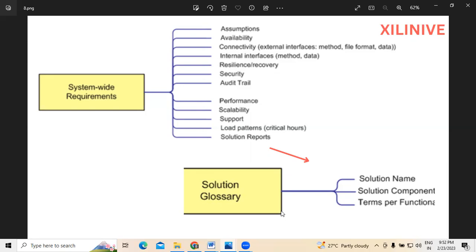What we have collectively identified and finalized, that solution name followed by its components, and the terms per functionality, all this information will be mentioned under the solution glossary. So these are the different documents and steps that a business analyst has to prepare, being the role of a BA in any organization.